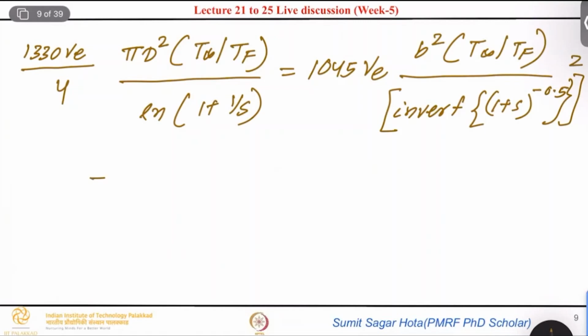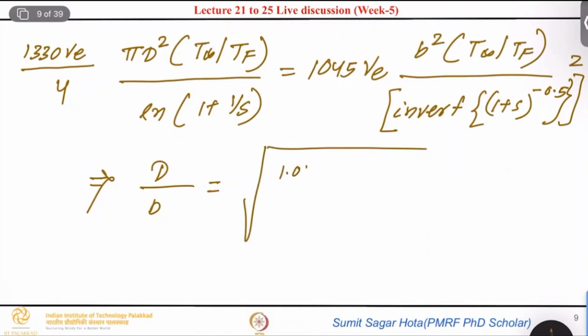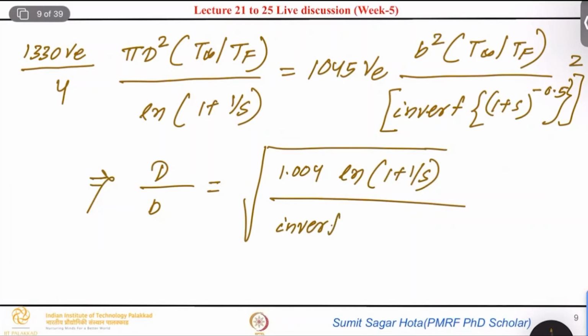Now by solving all these things, we get the ratio of the diameter to the length of the side of the square port as D by B equal to 1.004 ln of 1 plus 1 by S, divided by inverse error function of 1 plus S to the power minus 0.5, whole square.